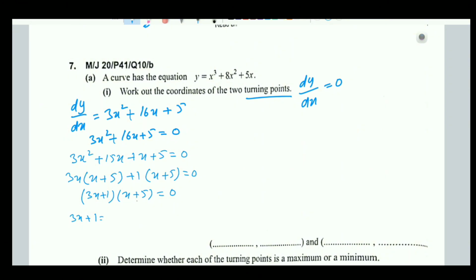3x minus 1 is equal to 0, x minus 5 is equal to 0. 3x is equal to 1, x is equal to 1 over 3. X is equal to 5. So 1 by 3 and 5.